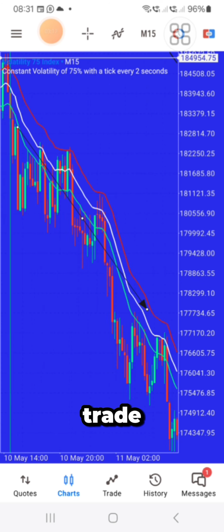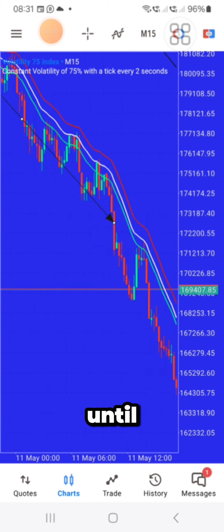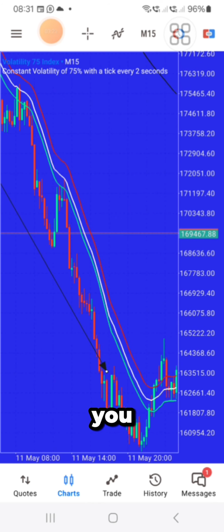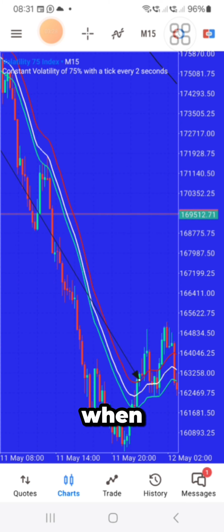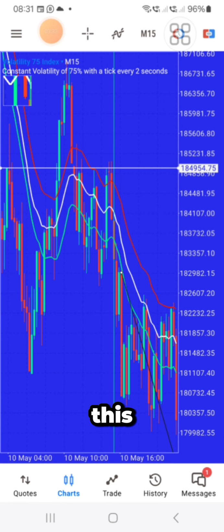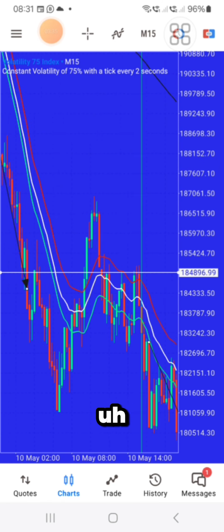We hold this trade until price closes. So you can see it's a scalping strategy, but you can actually trade it for a very long time, and then you close when a candle closes above the red line. So that's basically how we sell using this strategy. So let's quickly look at the buying condition.